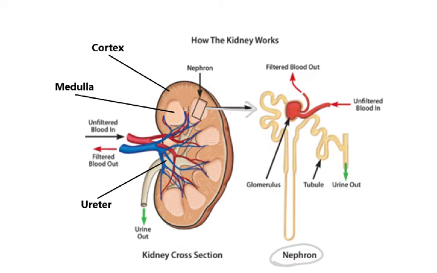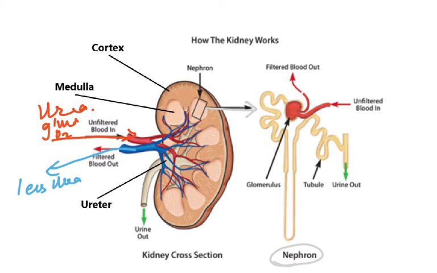Now, the renal artery carries blood into the kidney. The renal artery is going to be very loaded with urea. It's got glucose, it's got oxygen. But when the renal vein comes out, which is this one, the filtered blood coming out will have less urea. Why will it have less urea? Because most of the urea is going to enter the ureter and is going to be passed out as urine. But there is still less urea.